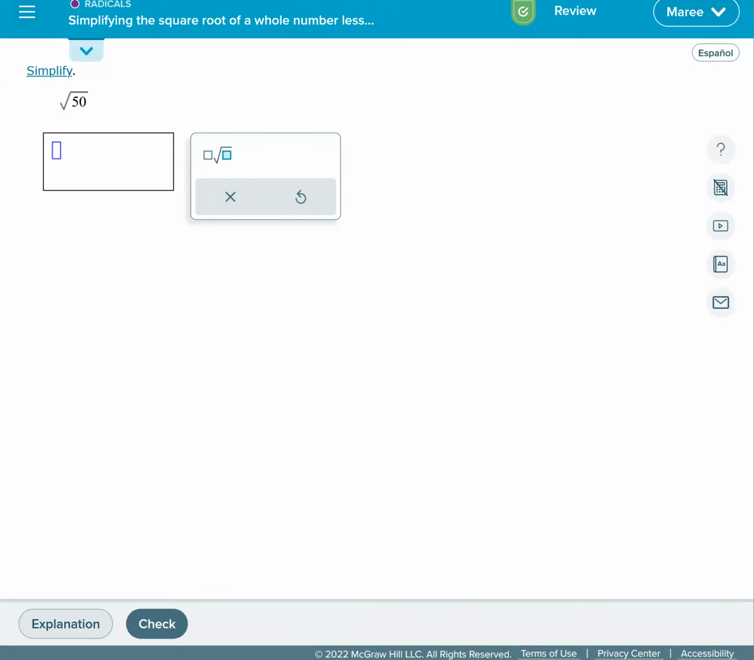This topic is simplifying the square root of a whole number that's less than 100. So since 50 is less than 100, it qualifies. When I do square roots, I take my number and I break it down into prime numbers. And the way you do that is you think of two numbers that multiply to get 50. I happen to know it's 5 times 10. 5 we can't break down anymore, but 10 is the same as 2 times 5.